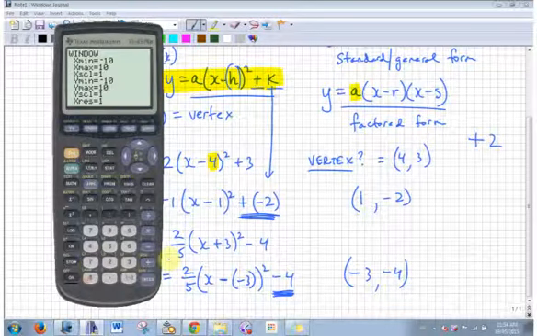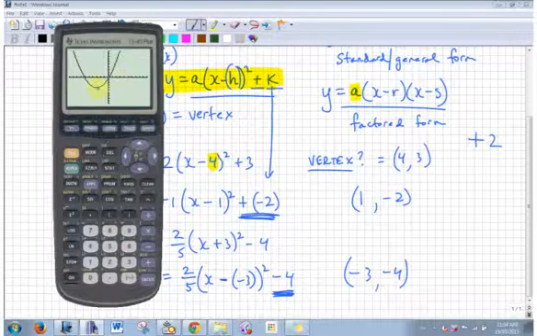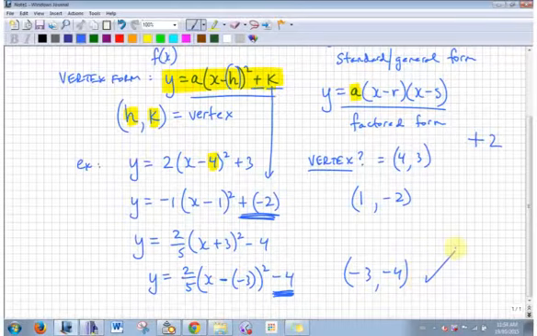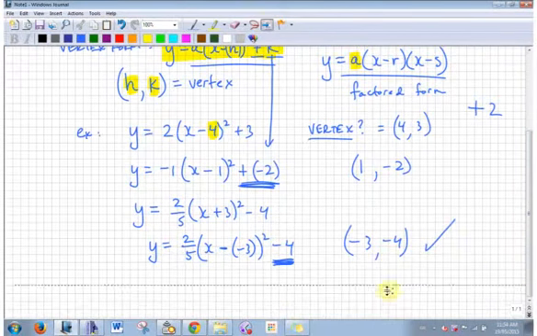I want to know what's happening around the origin. Okay, does it look like negative 3, negative 4? Sure does. Okay, that's negative 3. 1, 2, 3, that's negative 4. Boom. Okay? So again, you can do this to check, but we shouldn't have to.